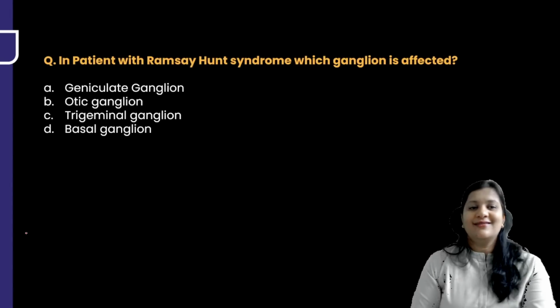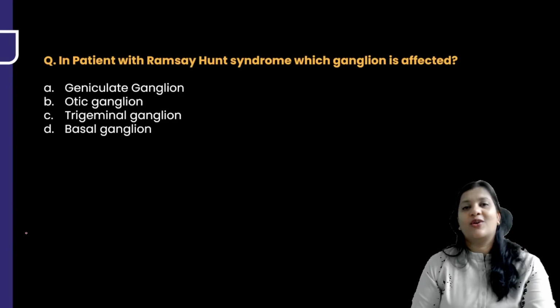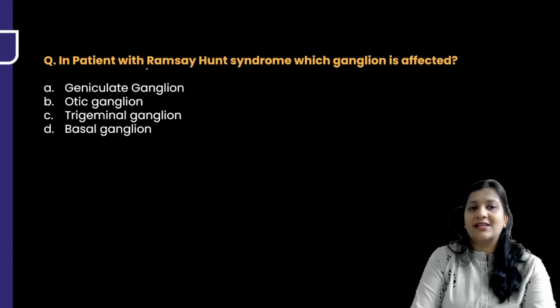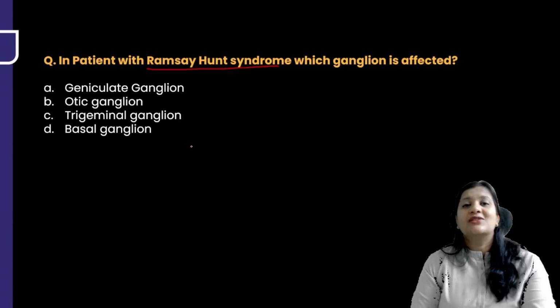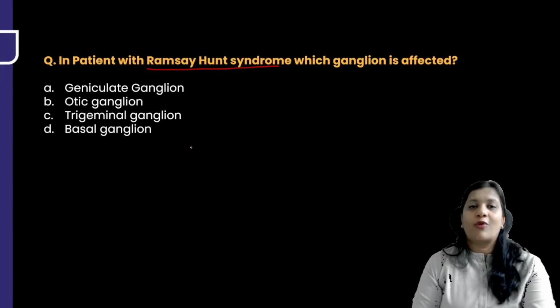In a patient with Ramsay-Hunt syndrome, which ganglion is affected? Geniculate ganglion, otic ganglion, trigeminal ganglion, or basal ganglion? Now again, this is a very easy question. I think Ramsay-Hunt syndrome came into popularity after a very well-known celebrity got it. Yes, I am sure all of you know it. Justin Bieber syndrome. Typically in the last few months, this has gained a lot of popularity on social media as well.